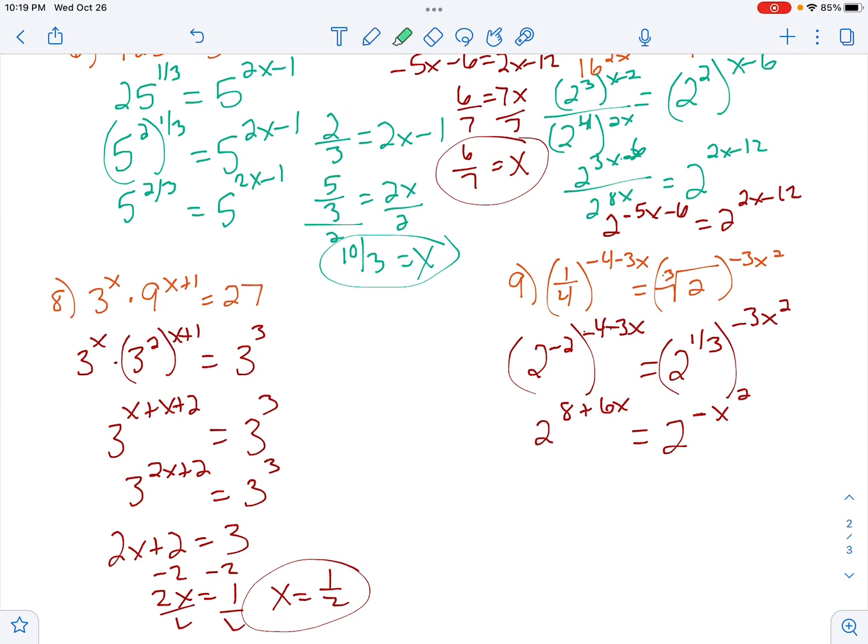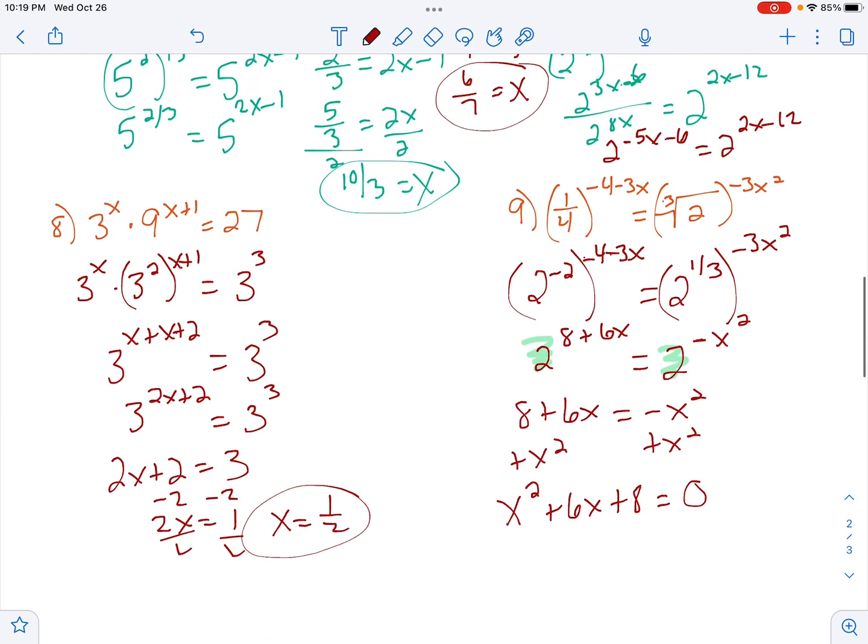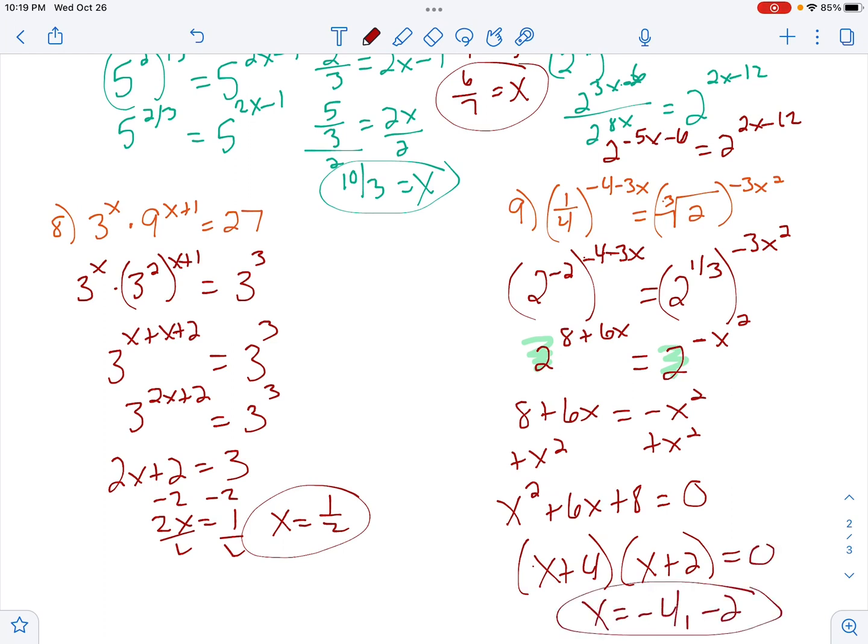My bases are the same. I have 2 and 2, so I'm going to take my powers and set them equal to each other. I'm going to put my x squared on the other side. So I have x squared plus 6x plus 8 equals 0. This one does factor nicely to x plus 4 and x plus 2. So for this one, my answers are -4 and -2.